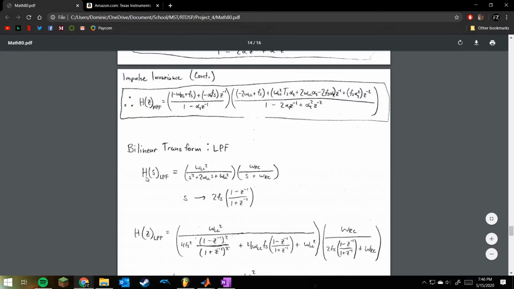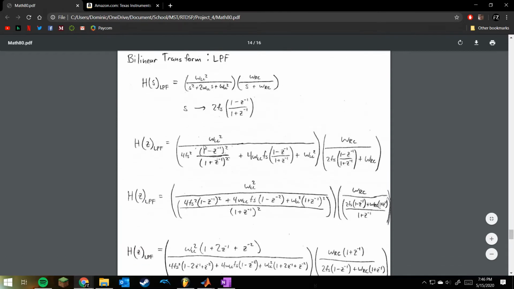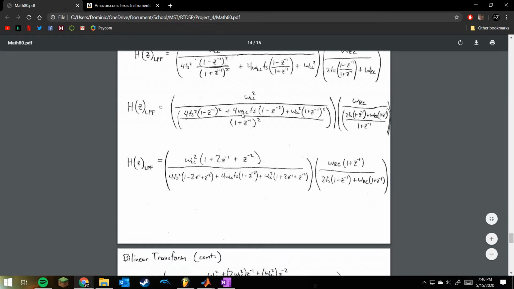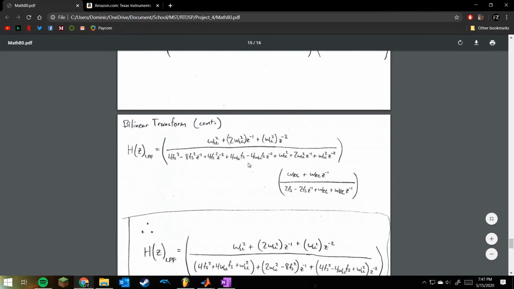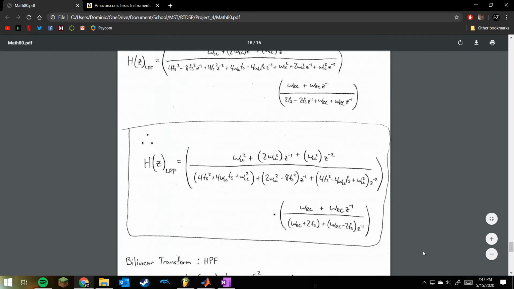And then, in order to do the bilinear transform, which is a lot simpler, we just do the substitution s equals 2 times fs times the quantity of 1 minus z inverse over 1 plus z inverse. Here's our substitution. For the LPFs here, we just multiply top and bottom by the 1 plus z inverse to the 2nd power. And once we do that, it becomes this up here. And then we just algebra our way over to this.